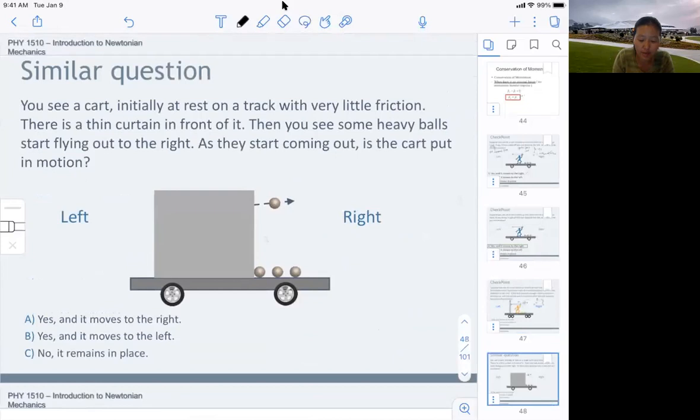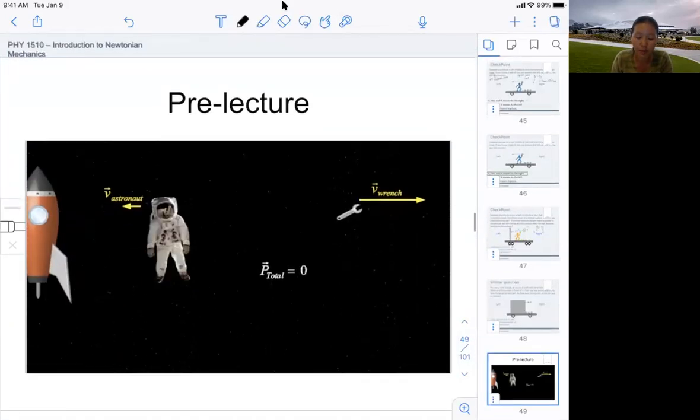So the answer is yes, if you see a ball flying to the right, then the rest of the cart definitely would move to the left, so that the momentum remains constant, according to conservation of momentum, right? There should be no momentum change because there's no friction. There's no impulse, right? So with this series of questions, you can see it's a very quick application of the conservation of momentum. We use this idea a lot to explain all kinds of questions.